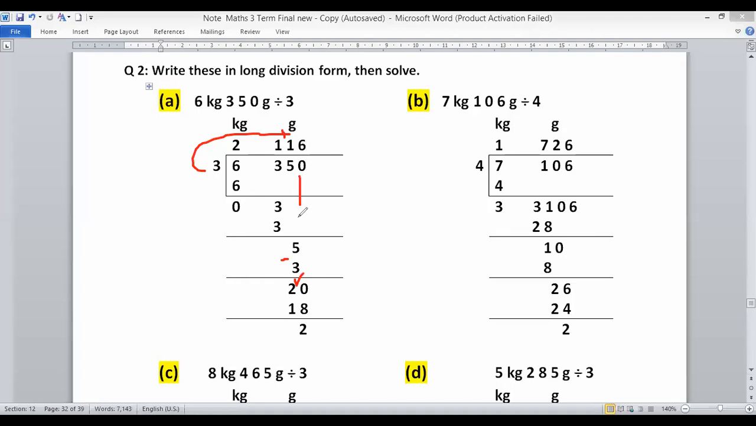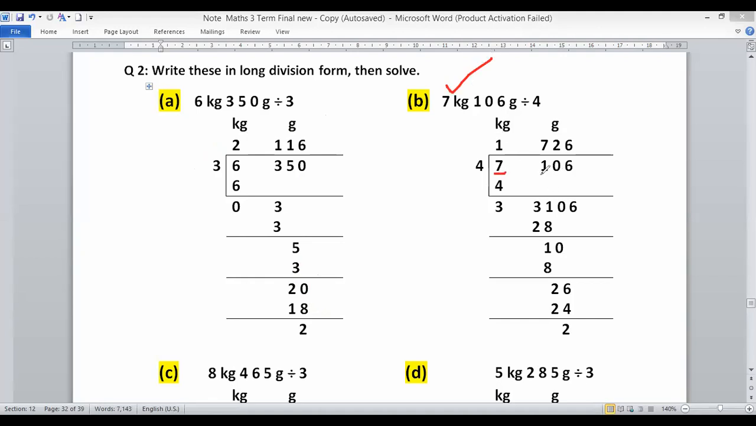And after that we shift 0, it will become 20. Now we divide 20 by 3. 3 sixes are 18. 18 is a number that is very close to 20. So we subtract 18 from 20, we get 2. In this way, students, you can solve this part.